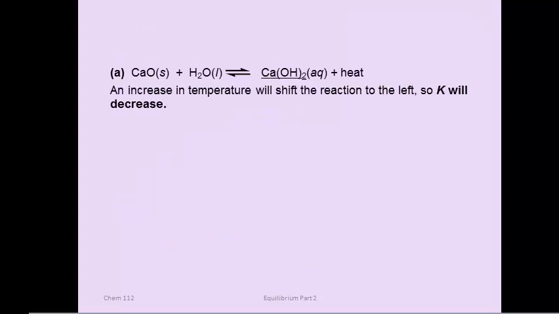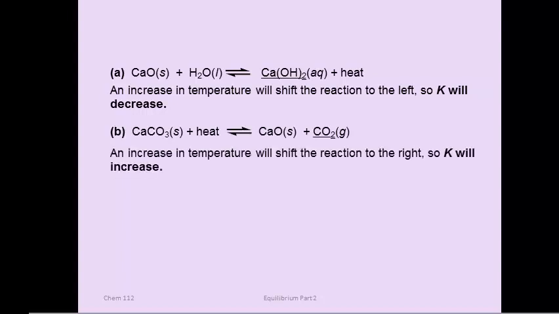Okay, let's see how you did. The first one, because it's exothermic, we put the heat as one of the products. Increase in temperature then would mean, okay, I want to consume that heat, so I shift to the left. So that means K will decrease. That's an equilibrium that's shifting to the left with a smaller K.